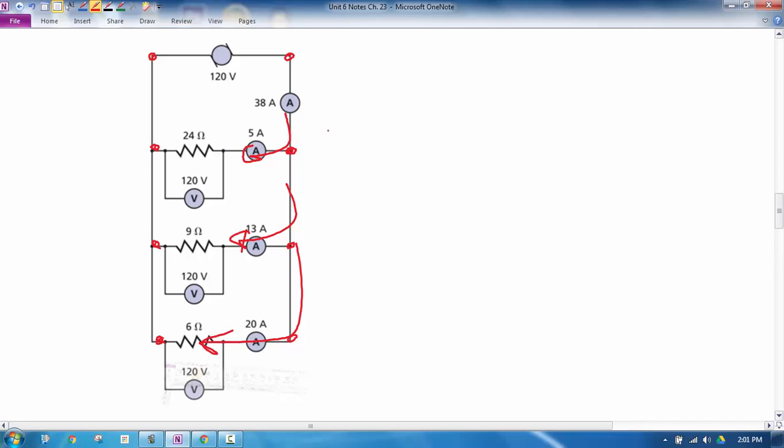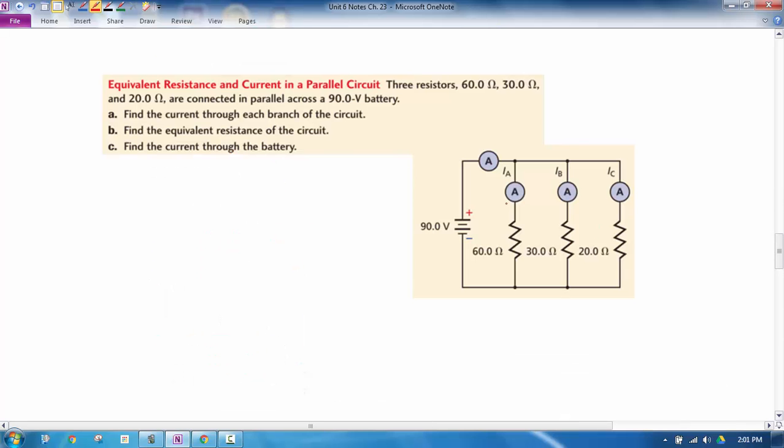least amount of current. So let's do an example where we find, for part A, the current through each branch of a resistor. Let's say we have 3 devices plugged in, one with 60 ohm resistance, one with 30 ohm, one with 20 ohm resistance, and we have a 90 volt battery. If we want to find the current through each of these branches, what we can do is use V equals IR for each one.